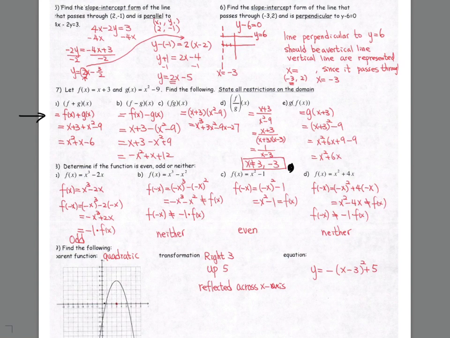So how do I write the equation? Reflection, I take care of it by multiplying the whole function by -1, and then right 3, so x minus 3, up 5. I add 5 to the function.